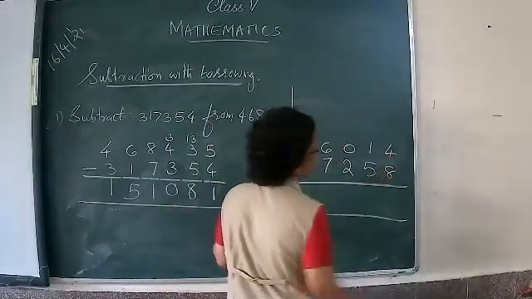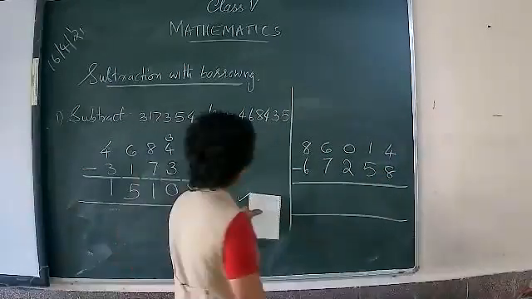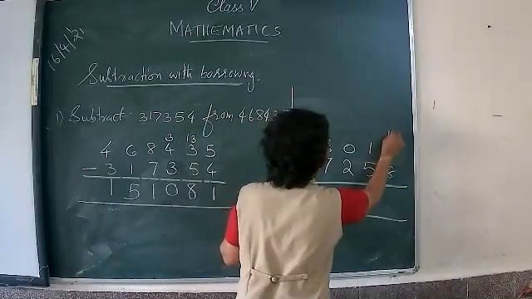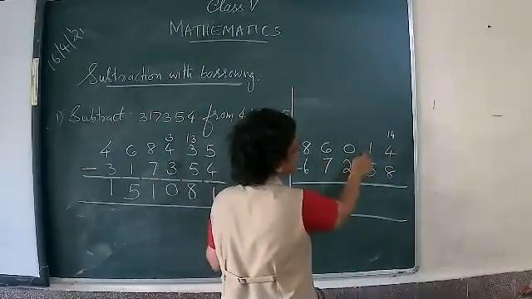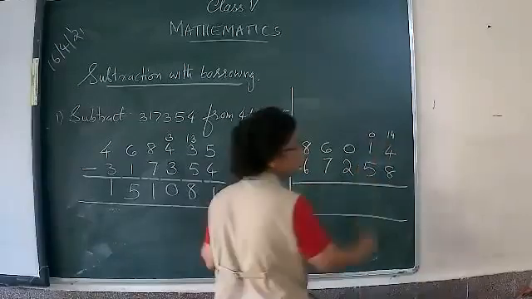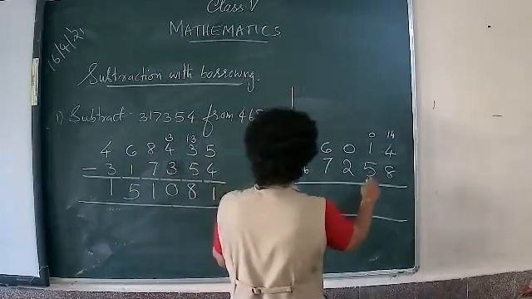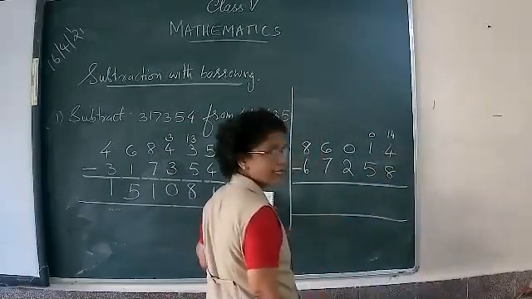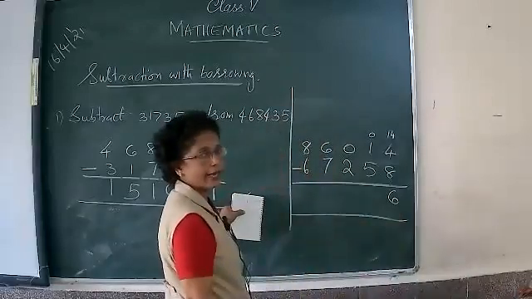Here 4 here, 8 here. Same way, it is not possible. So we have to borrow 1 from here. It will become 14. And when it is giving 1 here, it becomes 0. Clear, children? So 14 minus 8. What is the answer? Good. 6 there. 6 we can write there.